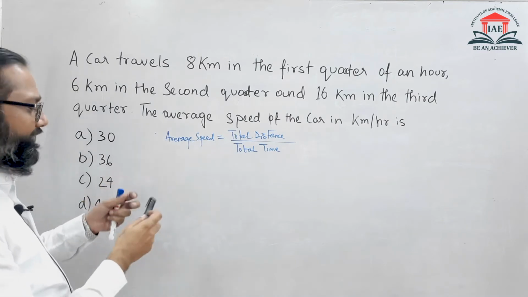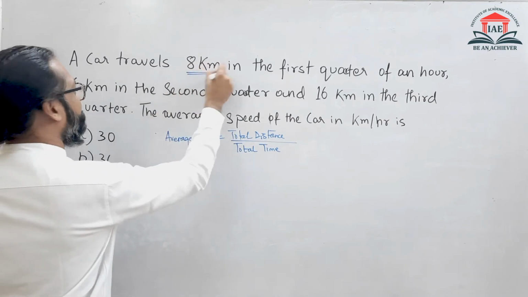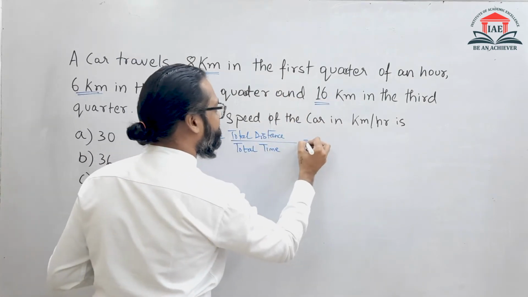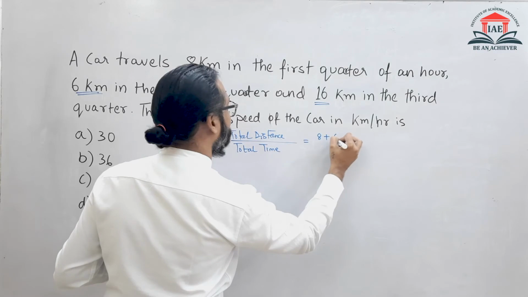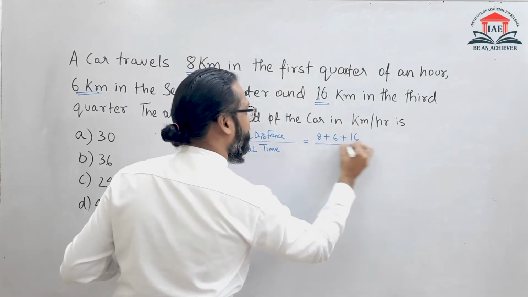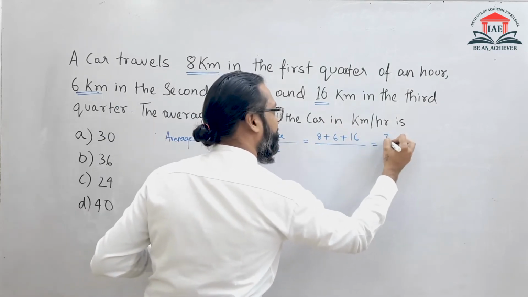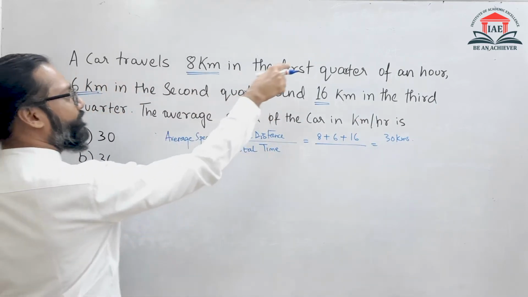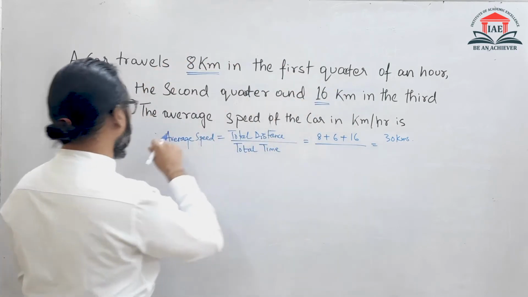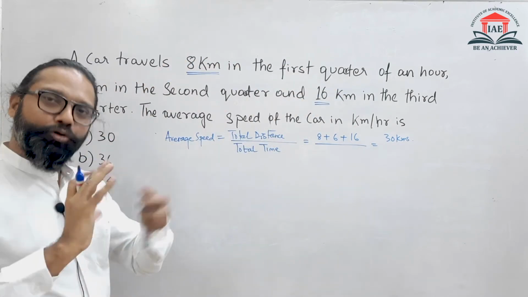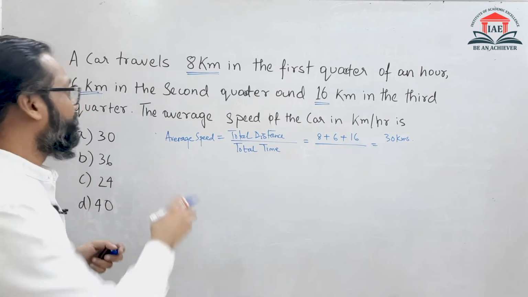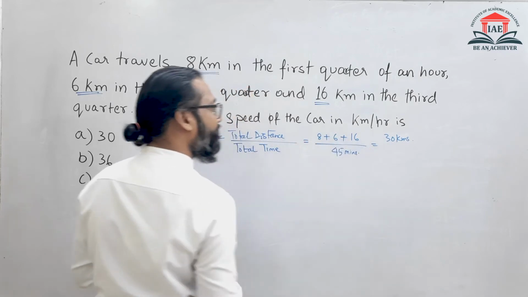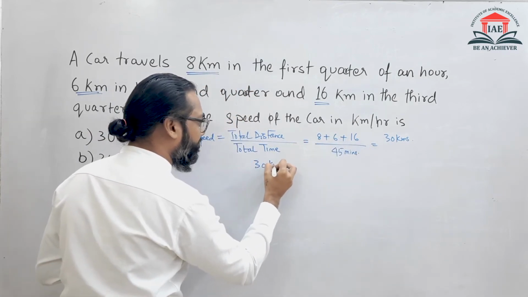So what is the total distance traveled? 8 kilometers, then 6 kilometers, and then 16 kilometers. So total distance traveled is 8 plus 6 plus 16, that is 14 and 30. 30 kilometers. In what time? Total time is first quarter, second quarter, third quarter. 1 quarter means 1/4 of an hour, that is 15 minutes. So 3 quarters means 45 minutes. So average speed would be 30 kilometers.